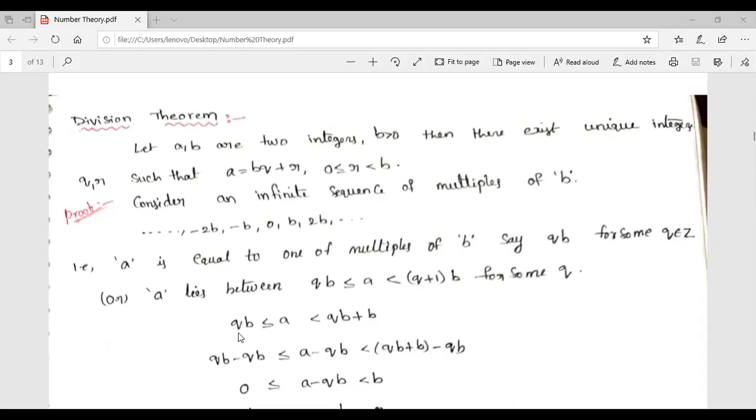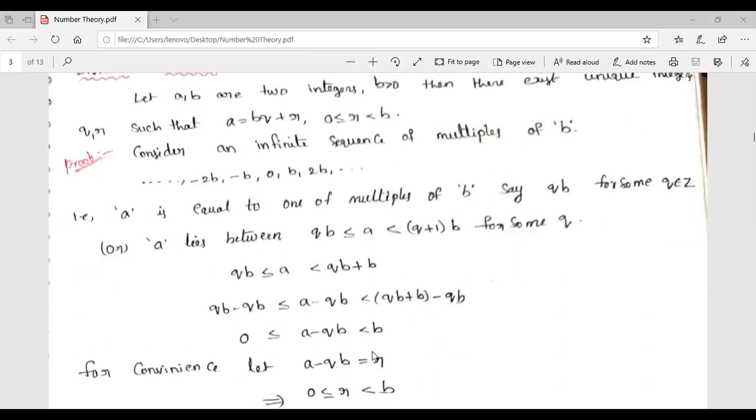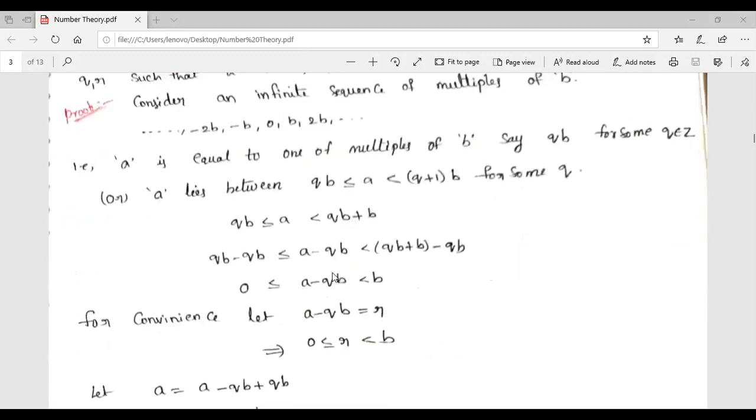Adding minus qb on both sides, we get qb minus qb less than or equal to a minus qb less than qb plus b minus qb. So qb cancels. Here it becomes 0 less than or equal to a minus qb less than b. For convenience, let a minus qb be equal to r. This r lies between 0 and b, so 0 less than or equal to r less than b.